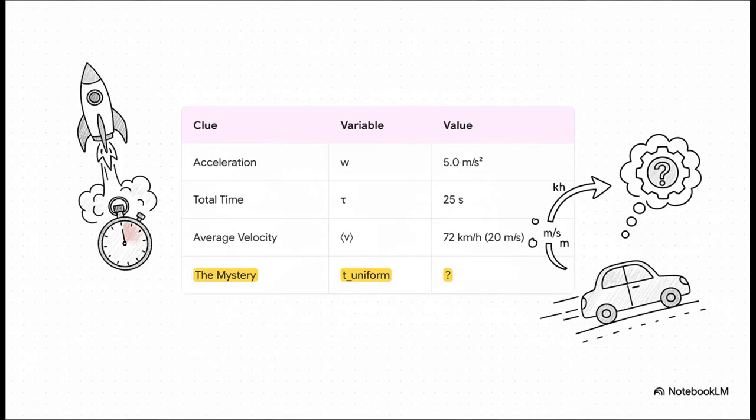Okay, so here's what we've got. The acceleration, which is the same as the deceleration, is 5 meters per second squared. The total trip time, tau, is 25 seconds. And the average velocity is 72 kilometers per hour.